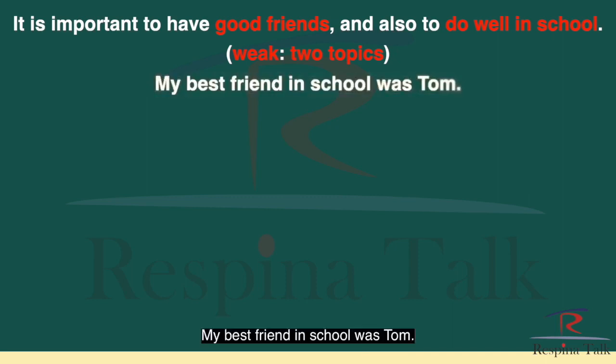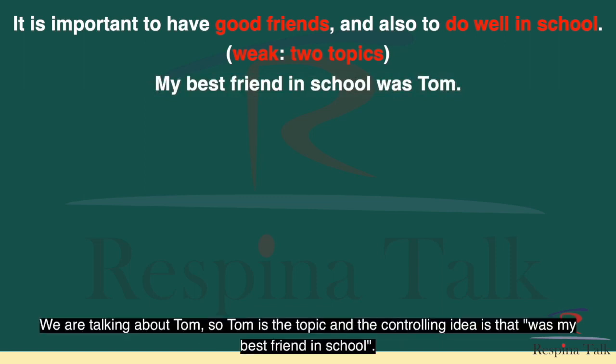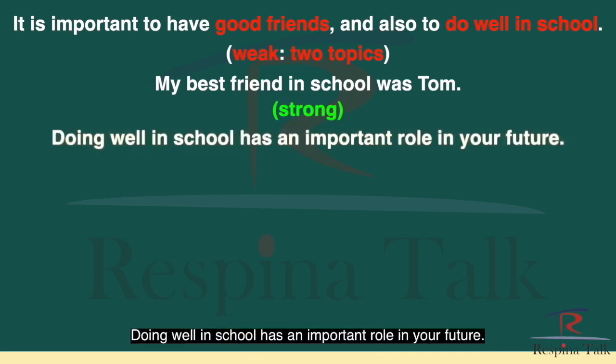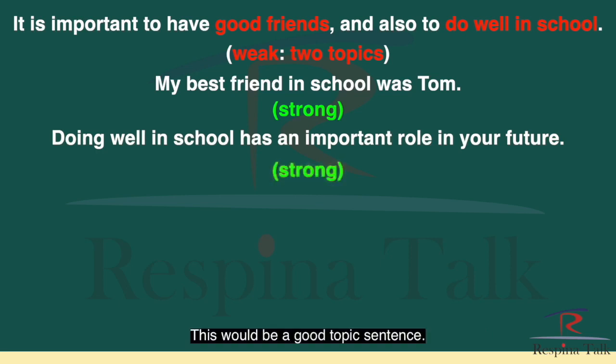My best friend in school was Tom. What are we talking about? We're talking about Tom. So Tom is the topic, and the controlling idea is that he was my best friend in school. So this could be a good topic sentence. Look at another topic sentence. Doing well in school has an important role in your future. This would be a good topic sentence.